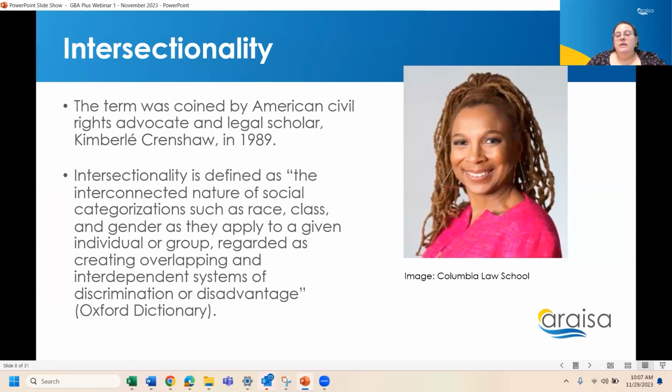And as I mentioned, the basis of GBA Plus really is intersectionality. The term or the concept really was coined by the American civil rights advocate and legal scholar Kimberlé Crenshaw, and that was in the late 1980s. It's defined as the interconnected nature of social categorization such as race, class, and gender as they apply to a given individual or group, regarded as creating overlapping and interdependent systems of discrimination or disadvantage.